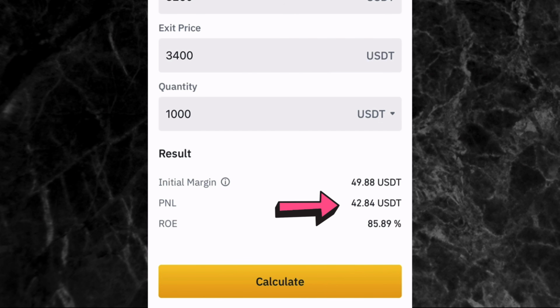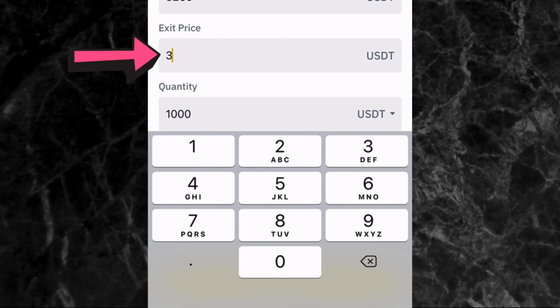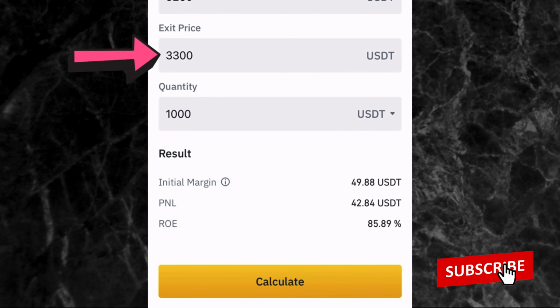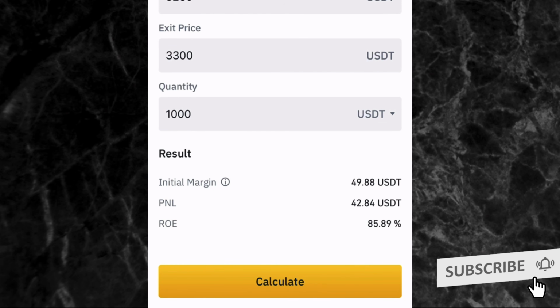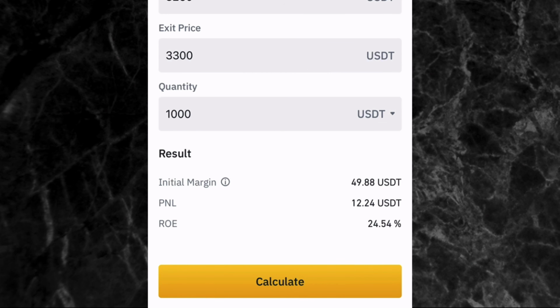So that means you can calculate the amount of profit you're going to make. So let's say, for example, you plan to exit the trade at, let's say, when it gets to like $3,300. You don't want to take too much time. Just want to take profit and go. Tap on calculate again. It's going to show you just need $49. And the profit and loss, you're going to be making $12, and the ROE is 24%. So here you can actually calculate the profit and loss that you're going to be making.